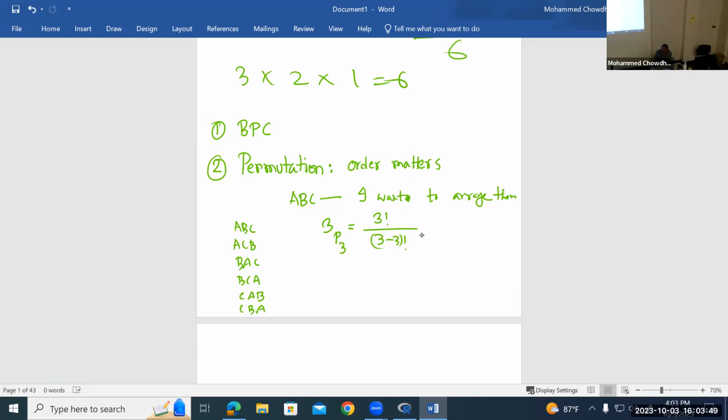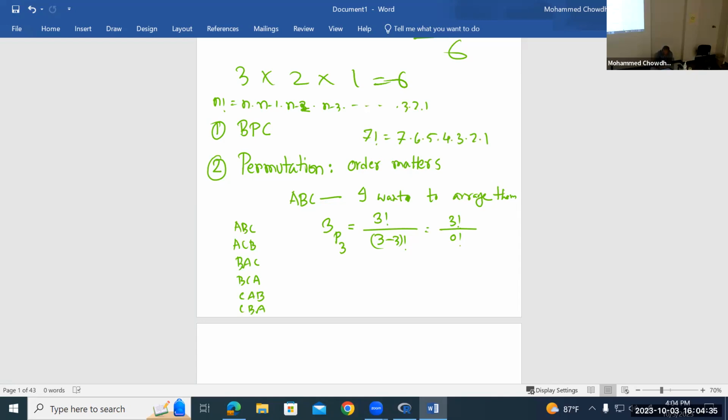So 3 minus 3 equal to what? Factorial 0 and factorial 3. What is the definition of factorial? The factorial definition is this: factorial n equals n times n minus 1 times n minus 2 times n minus 3, up until 3, 2, 1. So factorial 7 could be written as 7 times 6 times 5 times 4 times 3 times 2 times 1. This is the definition of factorial.